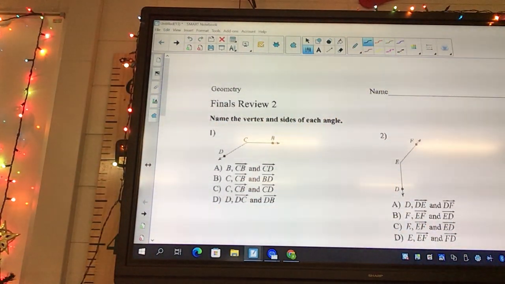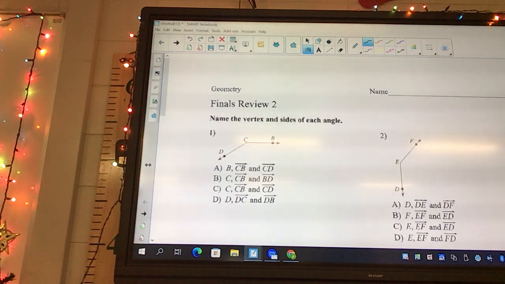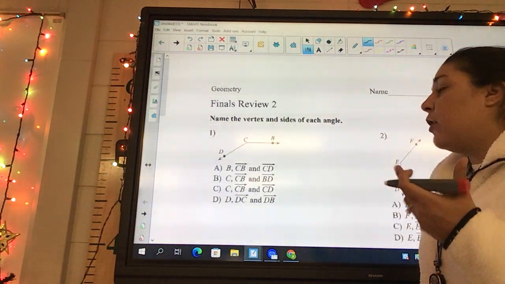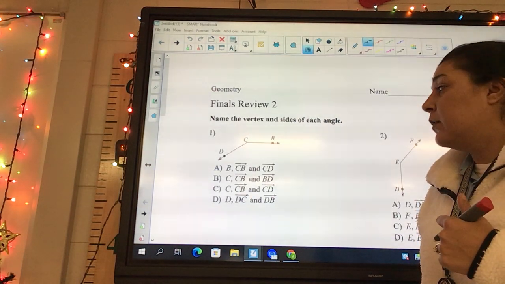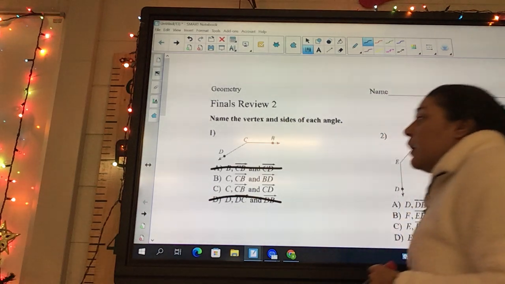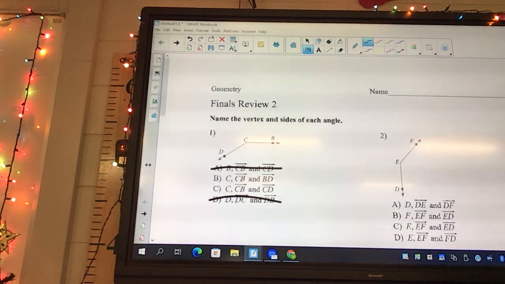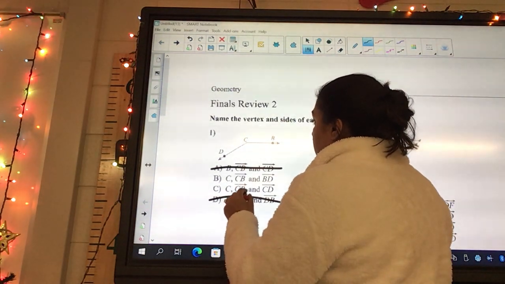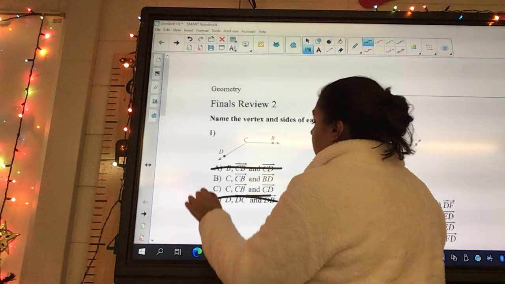Name the vertex and the sides of each angle. What do we always name the vertex? The middle one. Okay, so which one, what can we cross off? Okay, so of those two, which one is going to be the right one? One of them, C. Yeah, C. C, B, C, D. Good.